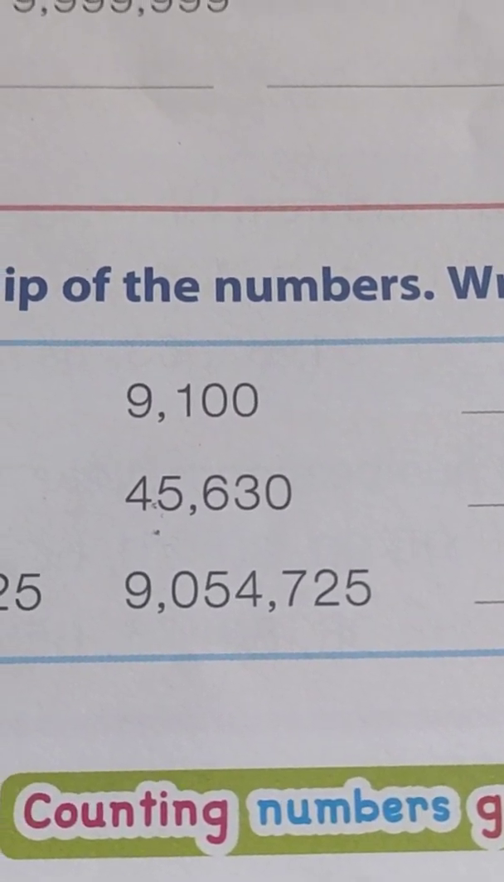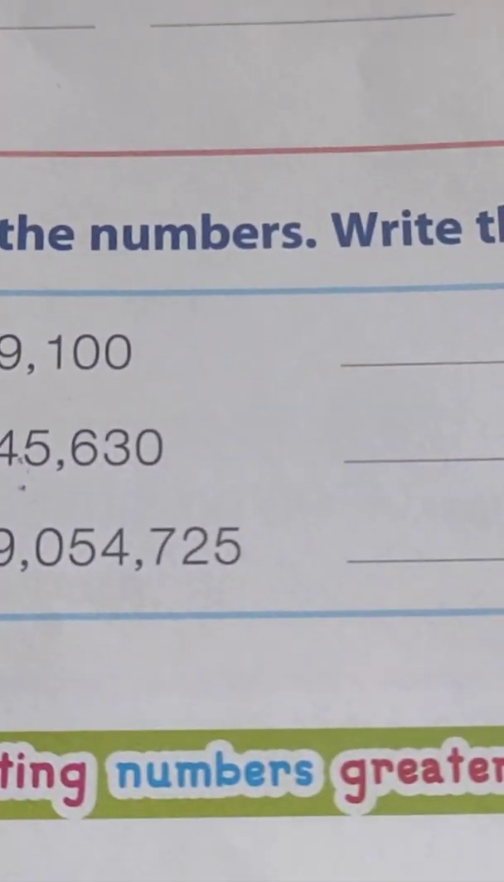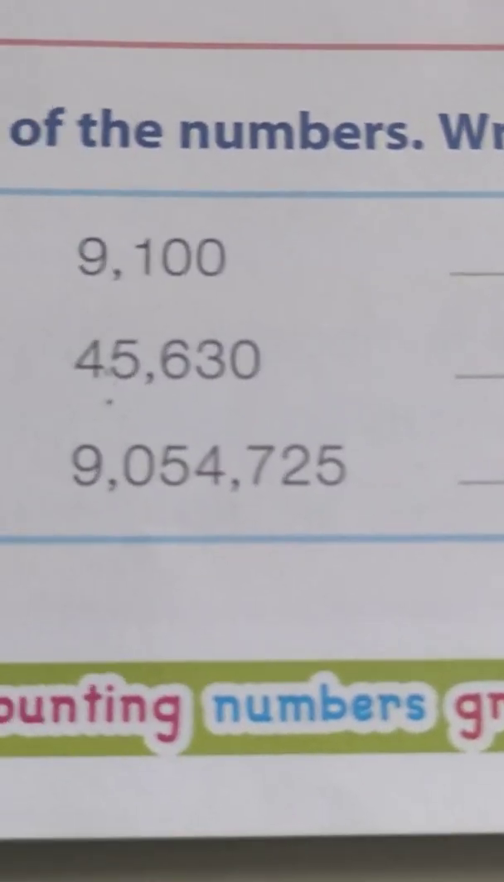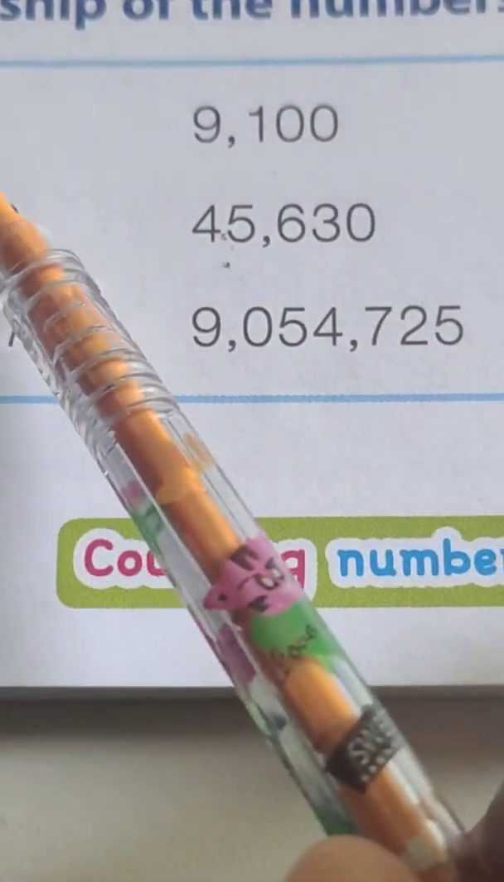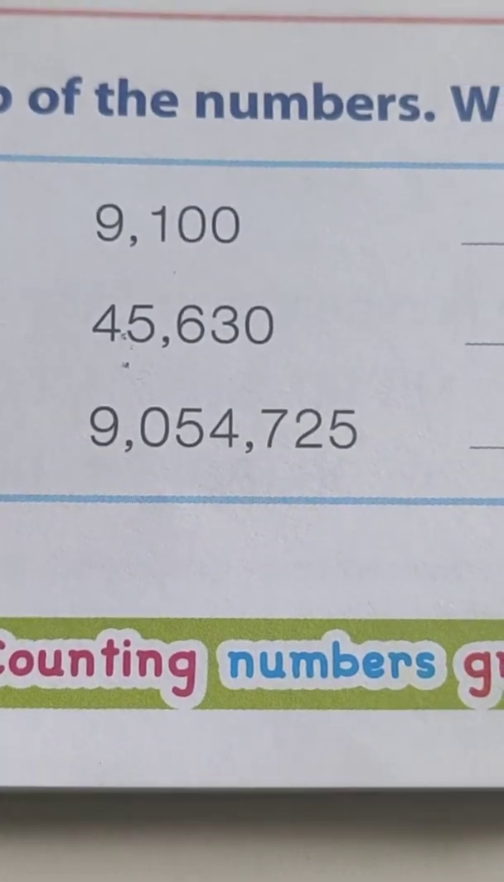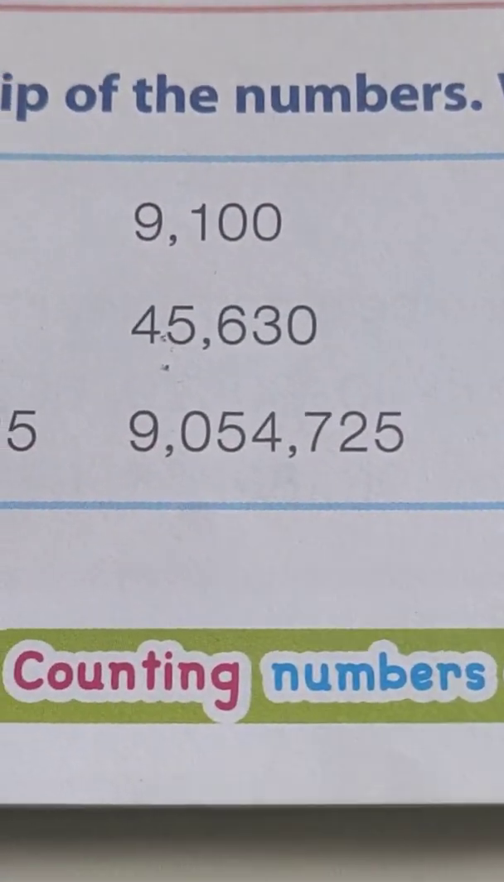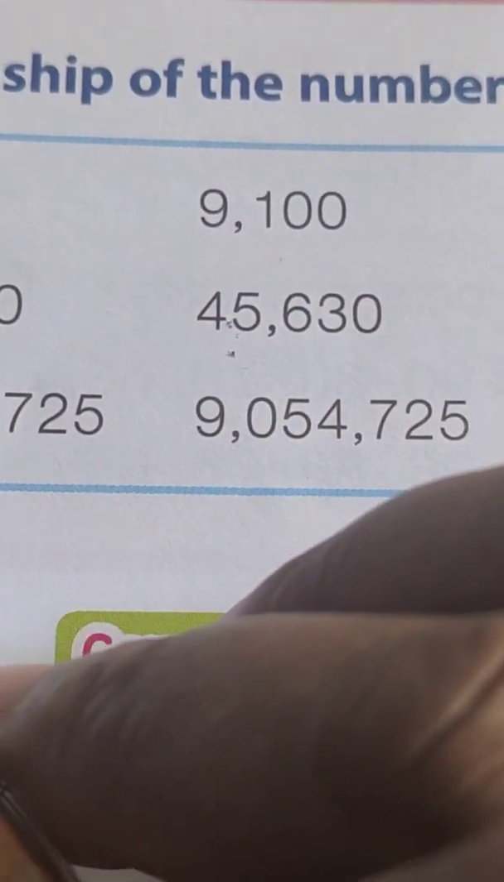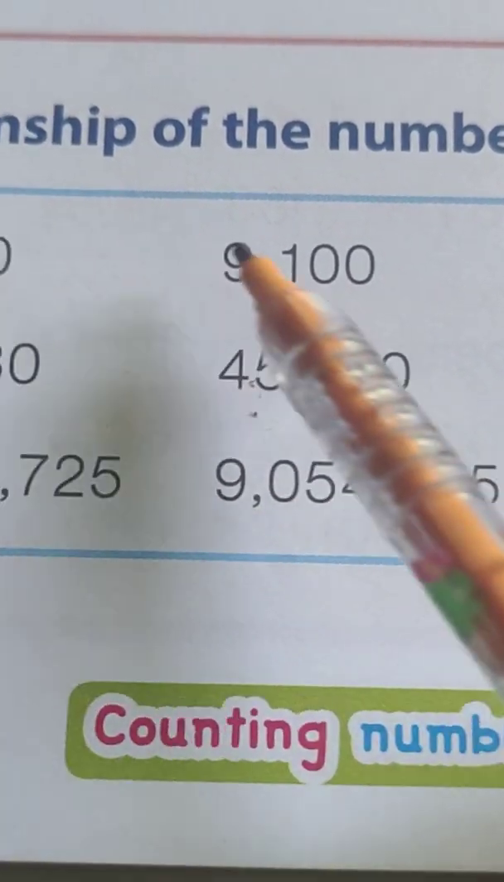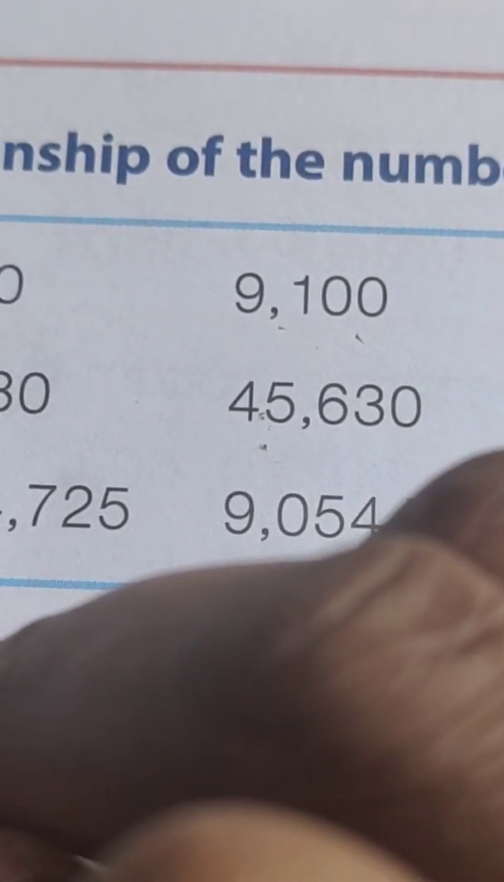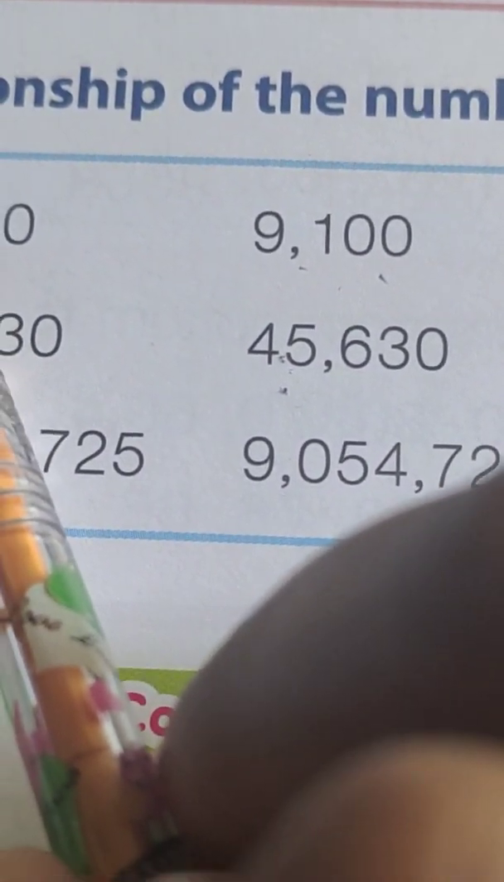Number 3, consider the relationship of the numbers and write the next number. So the book asks you to look at the different numbers and find the last one. So let's start. Number 1, 8,900, 9,000, 9,100. So from 8,900 to 9,000, what did we add? Did we add or did we subtract?